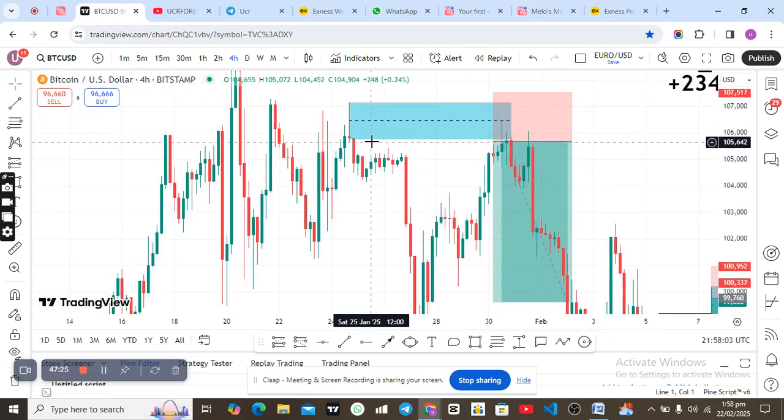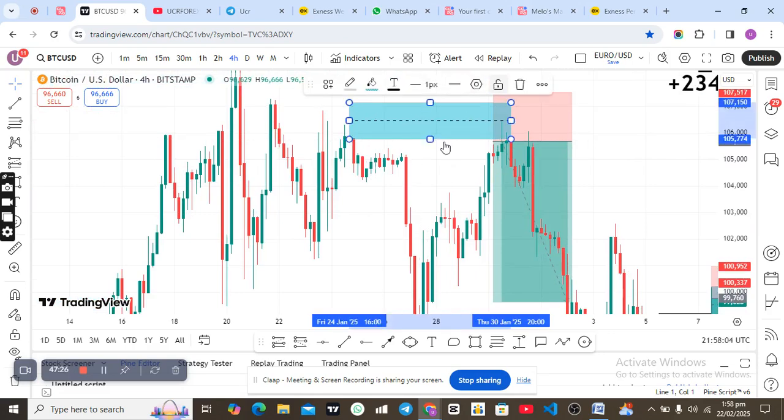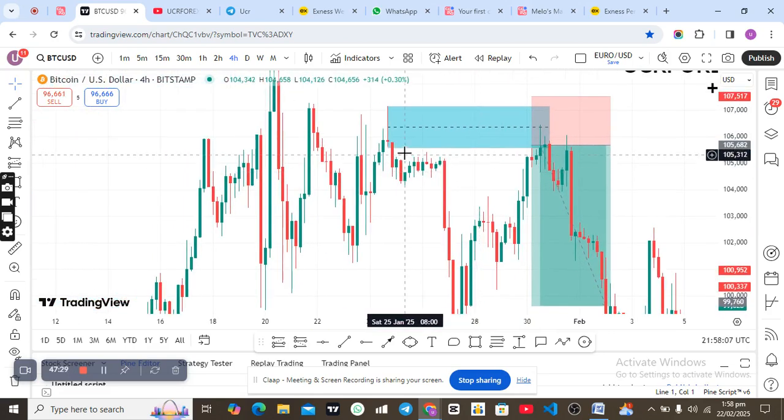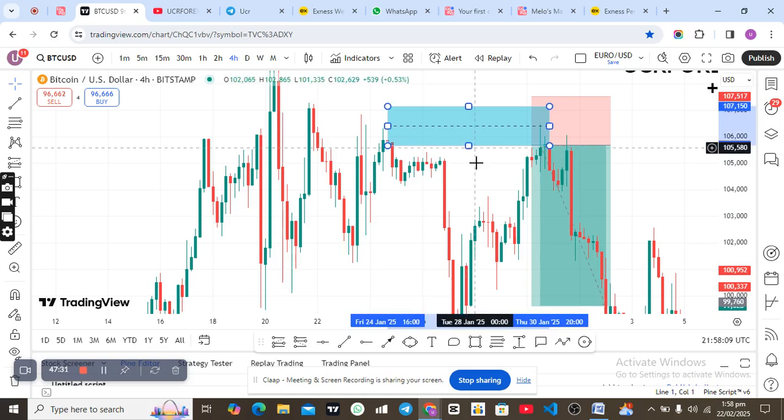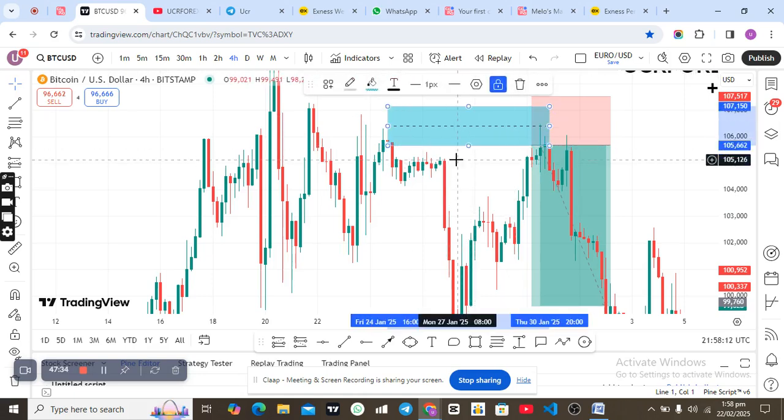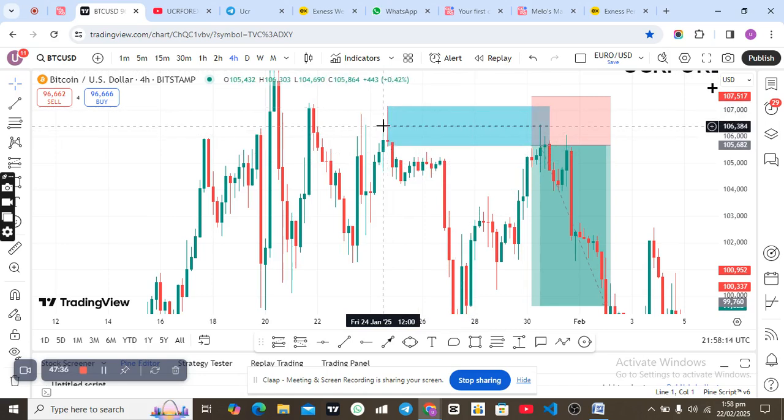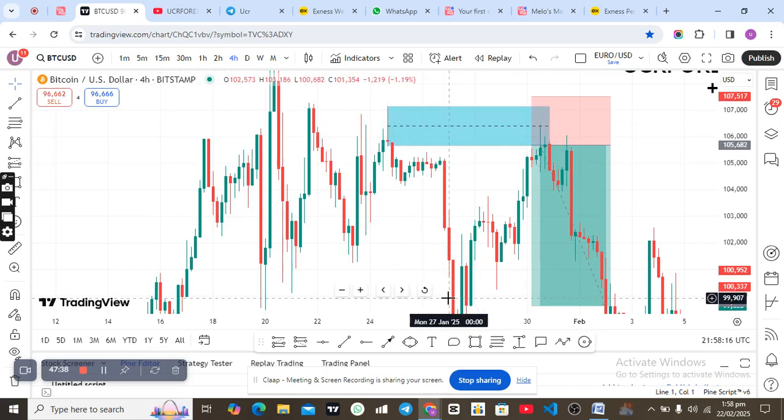Okay, look at the very particular candle here. Look at the very particular candle. Let me keep it this way. Look at this candle here. This candle now is the last candle that led to all this BOS to the downside.